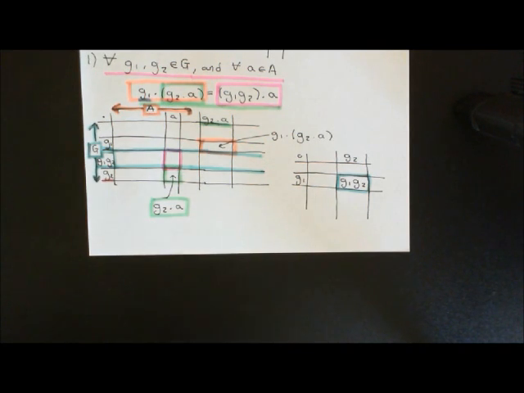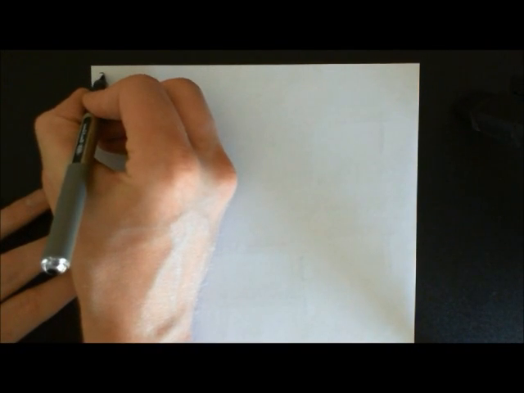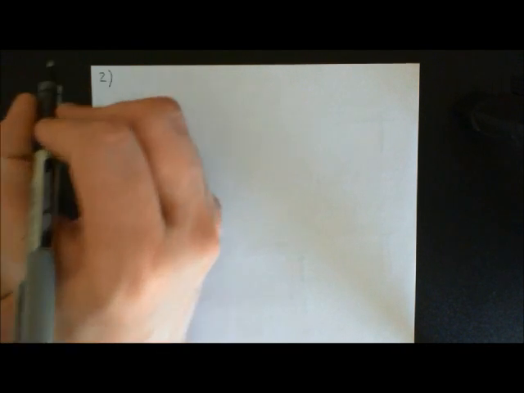But there is a second one as well, and I'll go on to the other side to introduce you to the second axiom of group actions. Okay, so the second property that a group action must obey is slightly easier to understand. Okay, and this relates to the identity element of the group.